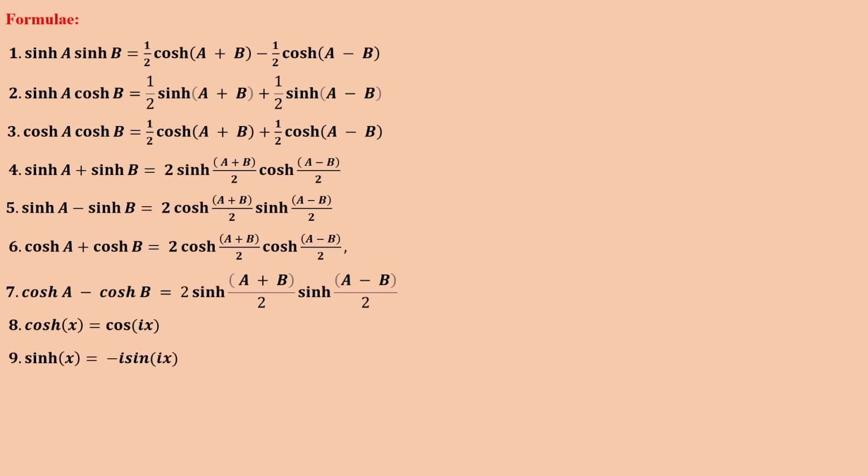Sinh x is equal to minus i sin ix. Tanh x is equal to minus i tan ix. This is the relation between hyperbolic and trigonometric functions, right? H means hyperbolic function, you know, right?